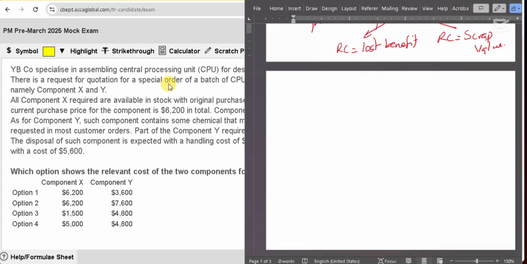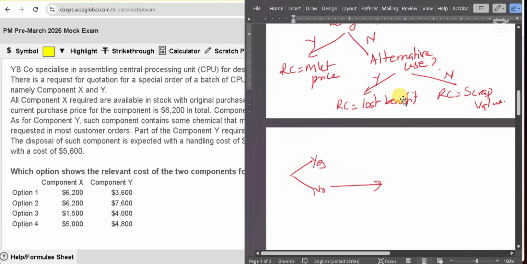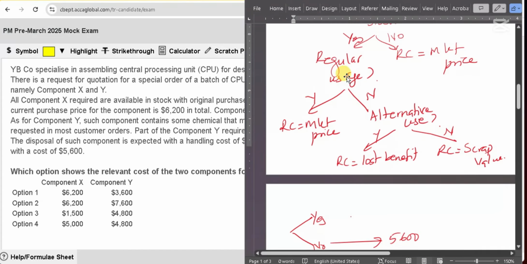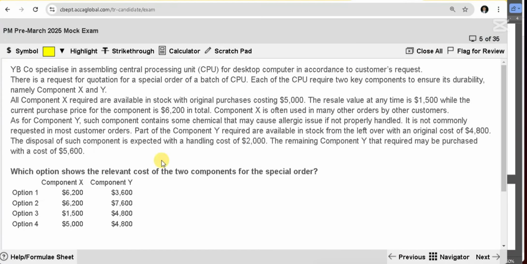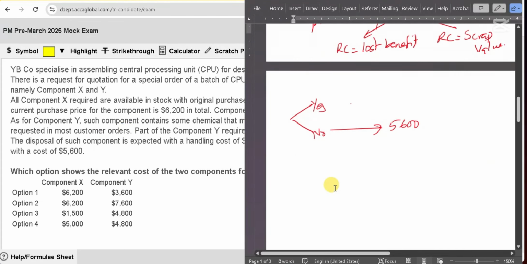So let me say, partially, the first answer is available, partially no. If it is no, straight away you know we are going to buy from the market. Relevant cost is market price, which is 5,600. If it is yes, the second question you have to ask: is it regularly used? We saw in the question, it is not commonly requested in most customer orders. So the second answer is no. It is not regularly used.